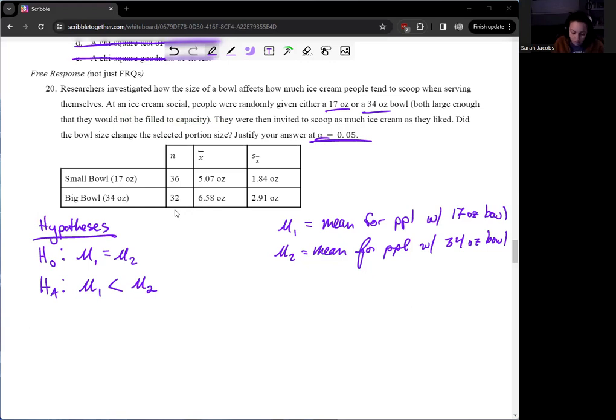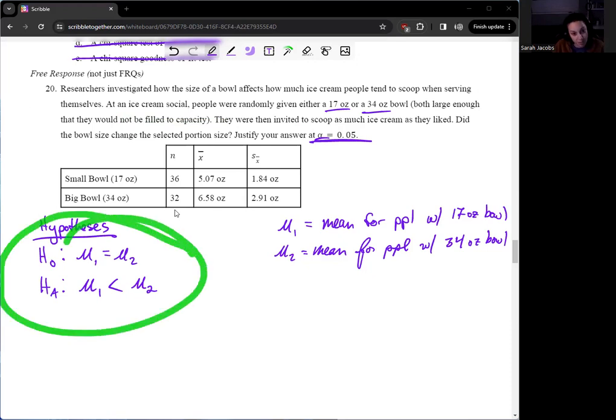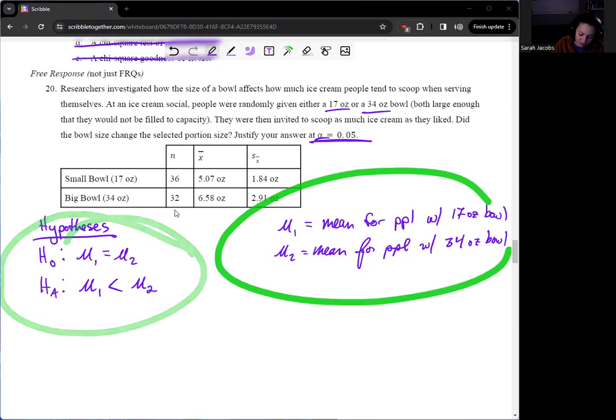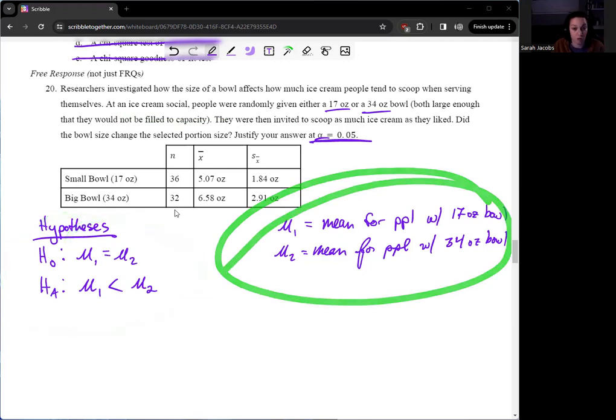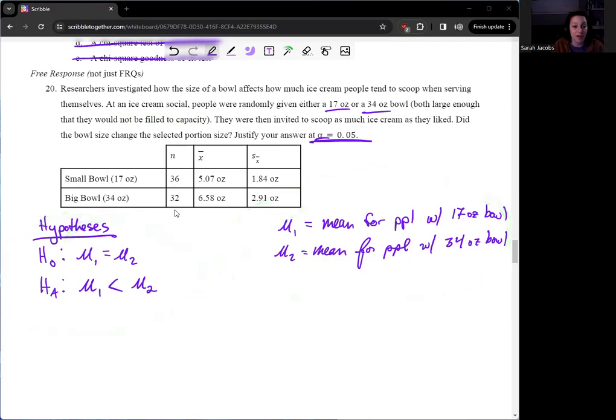All right. Hypotheses. Now, a couple of things to notice in terms of grading FRQs. We defined them, but we also have to define, if we're using multiple means or multiple proportions, what mu1 and what mu2 are. This will also help you not get your hypotheses backwards and end up with like a 0.99 p-value. All right, cool. Hypotheses. Next, we've got preconditions.